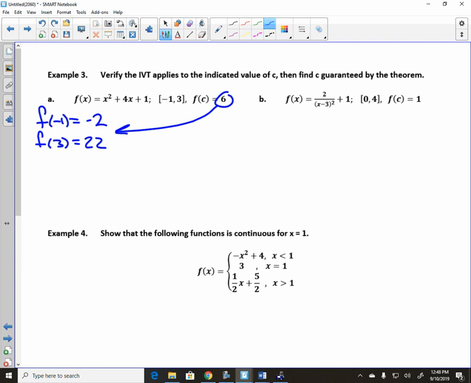Yeah, it does, because it goes from negative to positive. Does it have to cross over 30? No. But it has to cross over everything between -2 and 22, which includes 0 and 6. So we're going to find that.